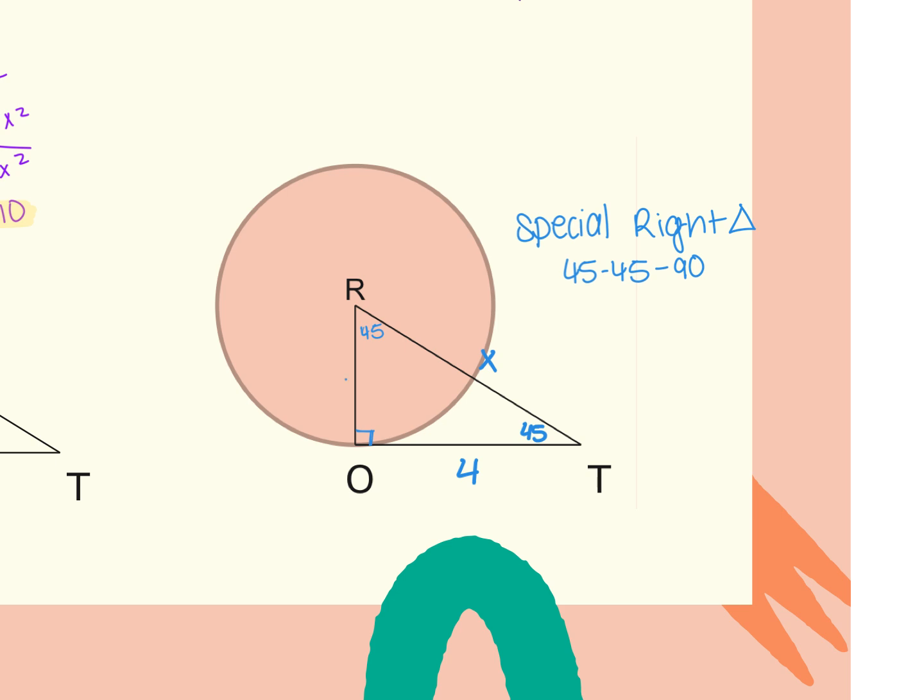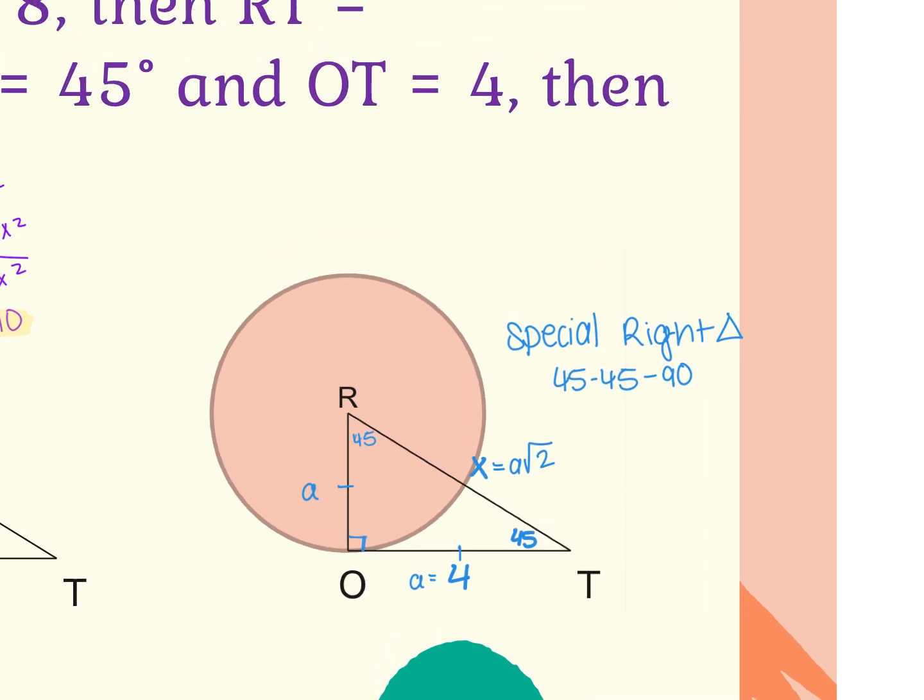What do I know? I know these two sides are congruent. It's isosceles. And then labeling, I have A radical 2. Do I have to solve for my A? No, I do not. They're already giving me A. So if A equals 4 and RT equals A radical 2, RT is going to equal 4 radical 2 as my answer. Questions on these two?